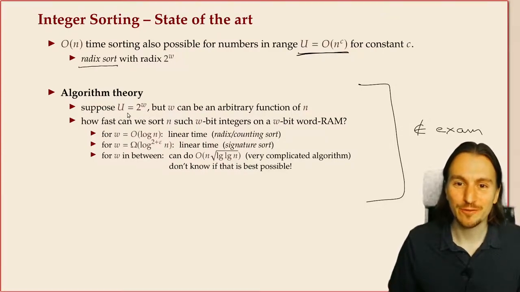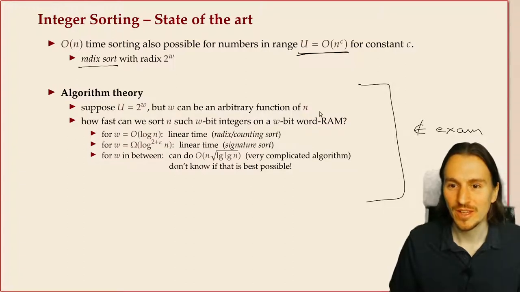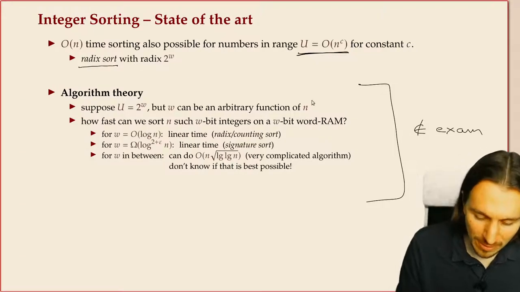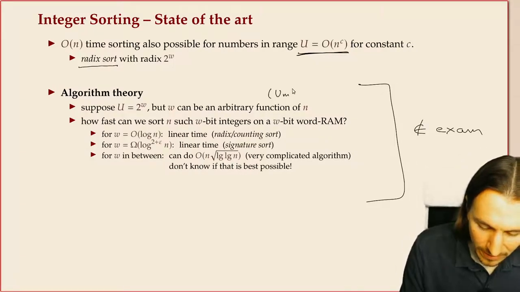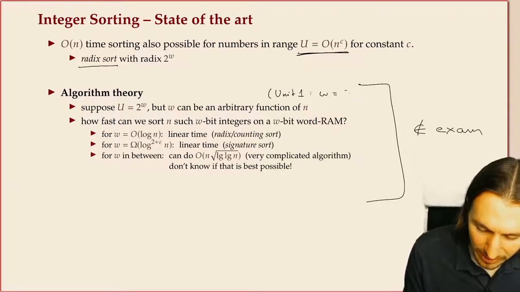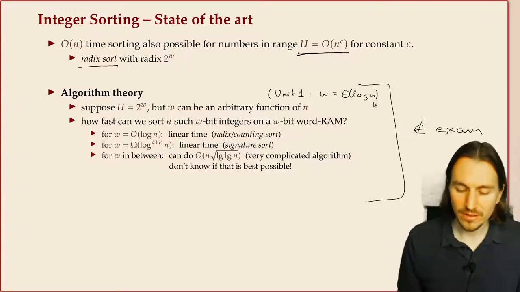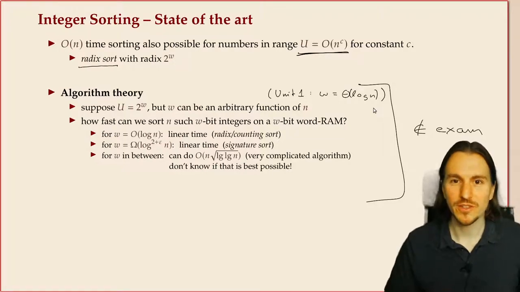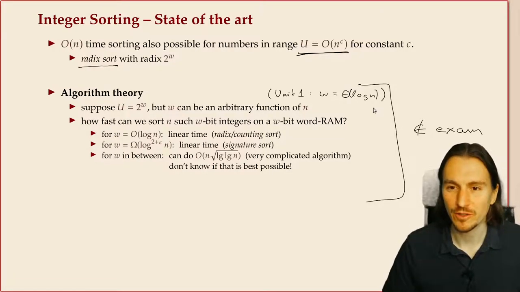If we fix the size of our numbers to the word size, so we use w-bit integers and sort those, and we allow that w is an arbitrary function of n. So remember, in unit 1, we essentially fixed w as theta log n. Now, in general, this is not necessarily the case. You can have any other function for w as a function of n.